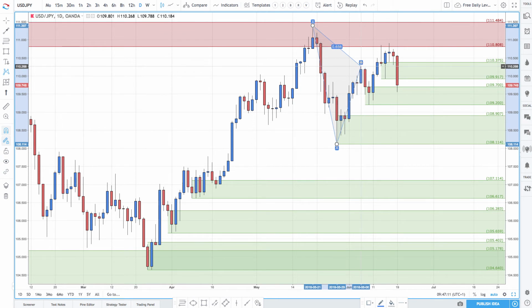The X to A to B, B to C, and it retraces back down to 38.2, right? Is that the right one? Let's see, one second.